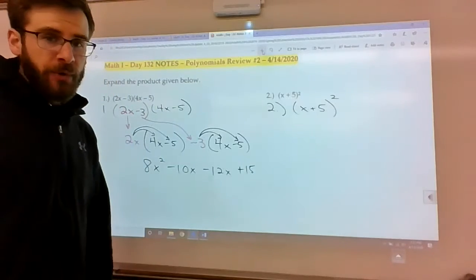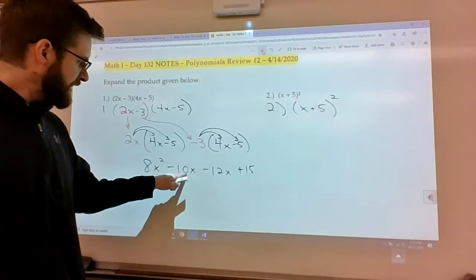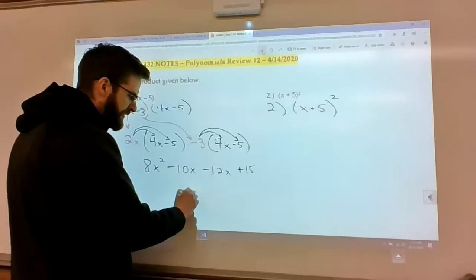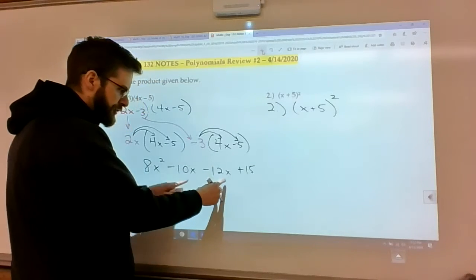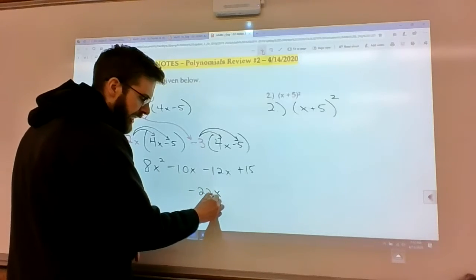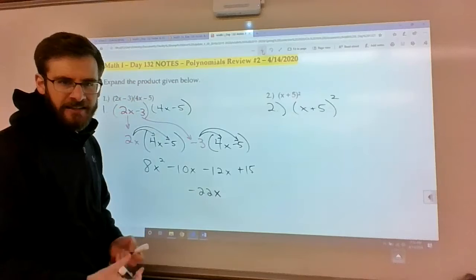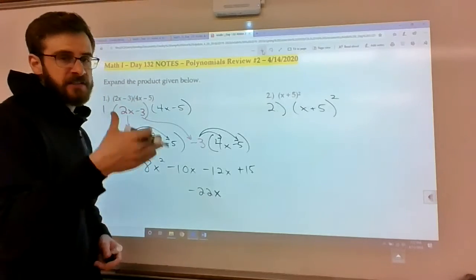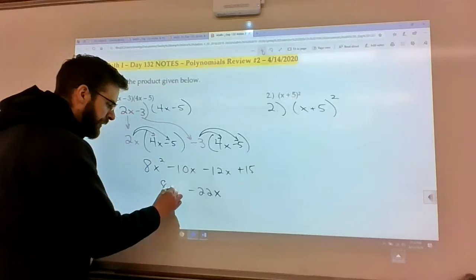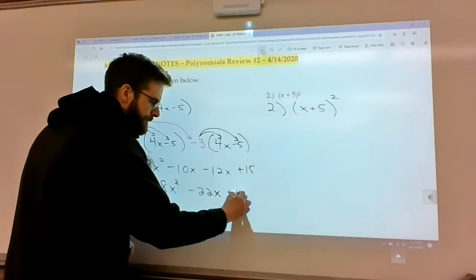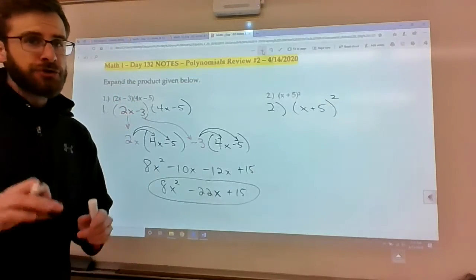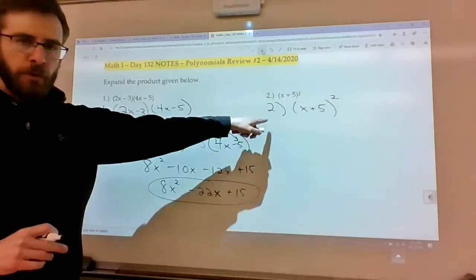Okay, from there, all we do is combine like terms. These two go together. So negative 10 minus 12 is negative 22. Make sure that they get an x. Remember, when you add or subtract, you do not change the identity of the variable. If it's an x, it stays an x. If it's a y squared, it stays a y squared. Don't forget to bring down the 8x squared and the plus 15. All right, so our first example, super simple. Moving on to the next one.